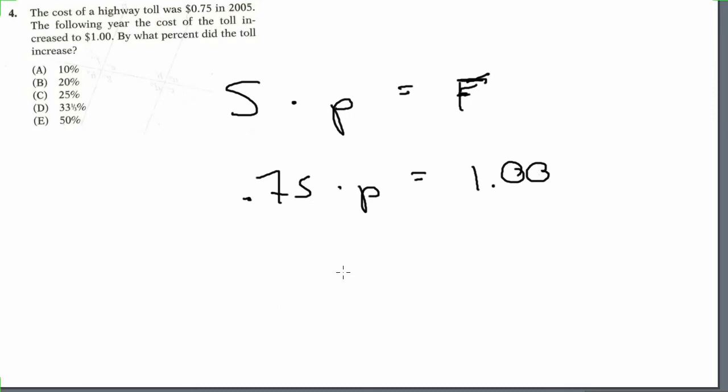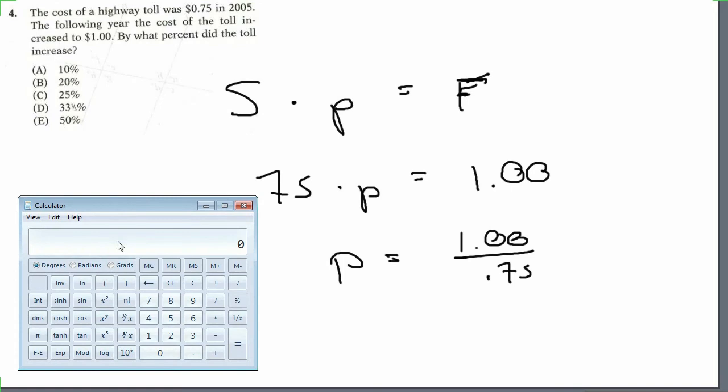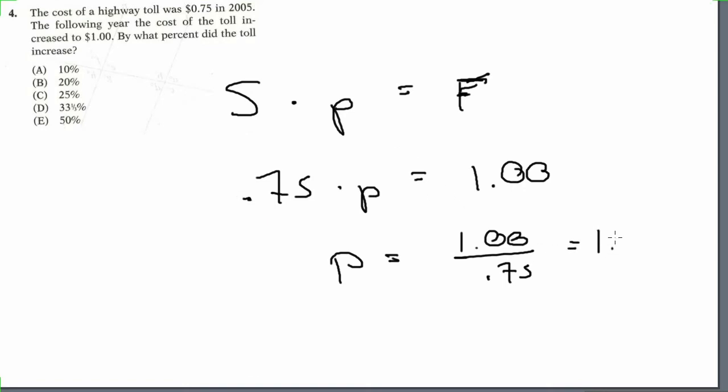So here we want P is equal to $1 divided by 0.75. We say 1 divided by 0.75 equals, so that's equal to 1.333. Now since they want the increase, we have to take off the 1. So what we end up with is 33 1/3% because we have to multiply that by 100. So that leaves us with this number.